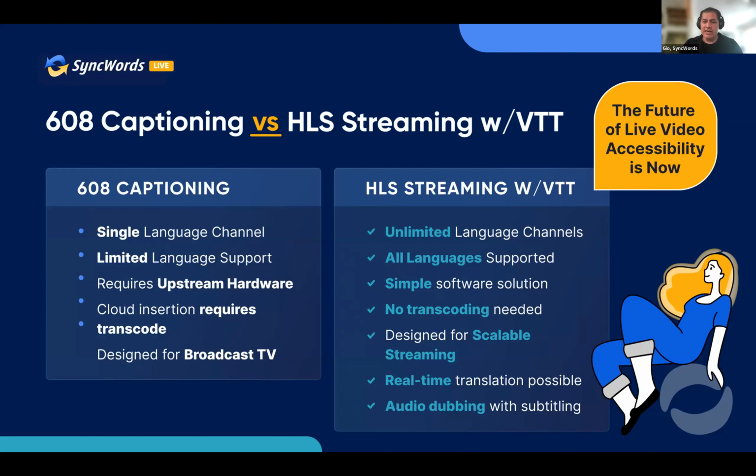No transcoding, I already mentioned that. You can have as many as you want. There's unlimited channels. You can do any language. And there's the opportunity to introduce artificial intelligence, translation, and dubbing within that, because it's all about the HLS streaming protocol that allows this kind of scalable accessibility for any language, really. So it's superior, and in my view, HLS streaming with VTT and translations is really the future of accessibility for live video.